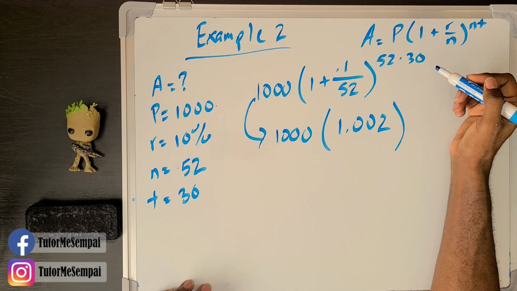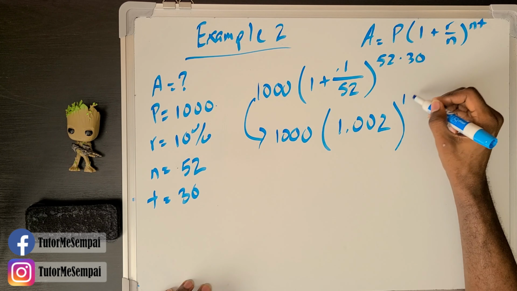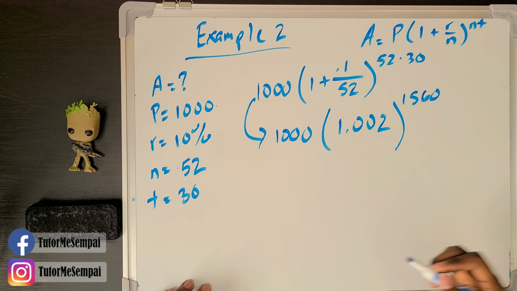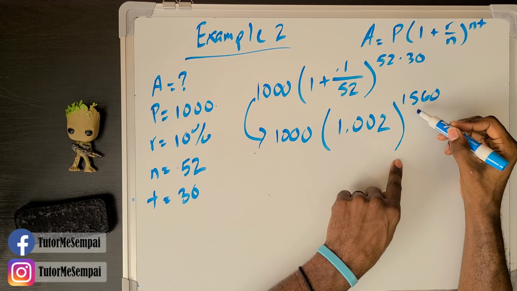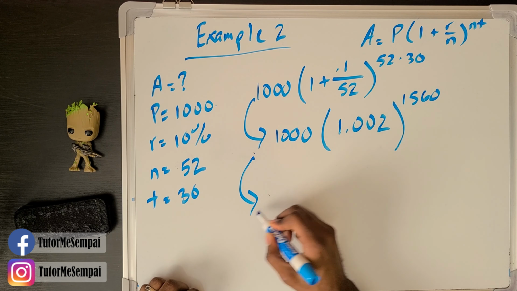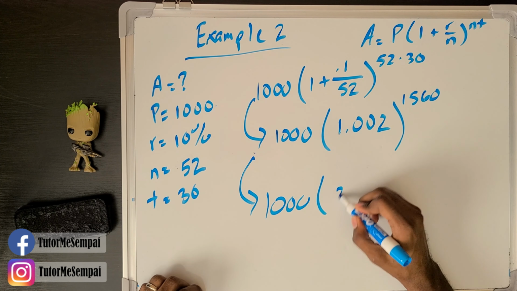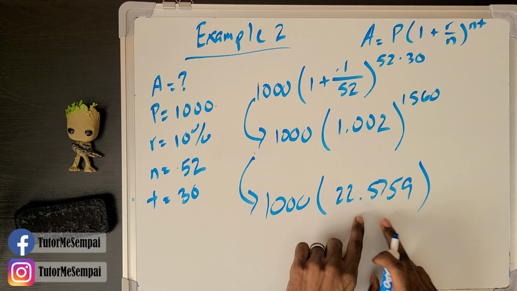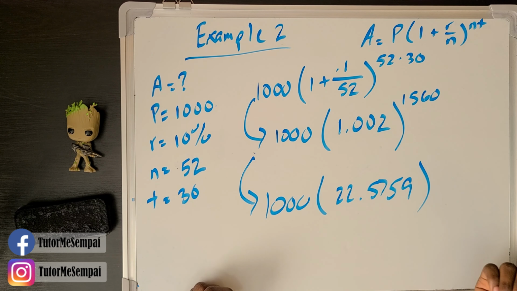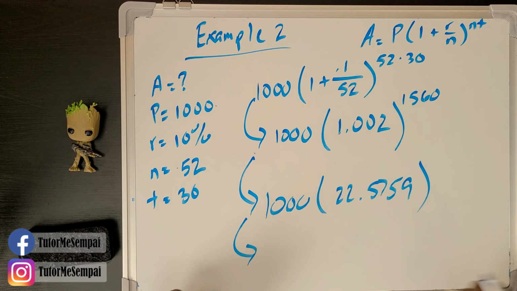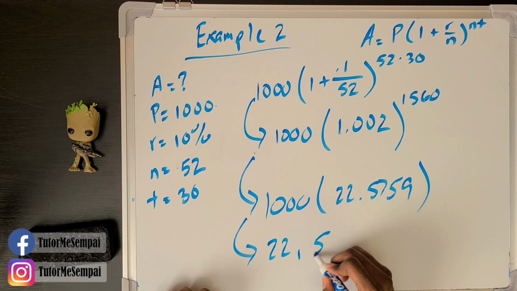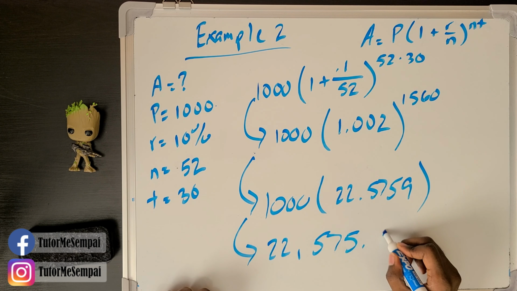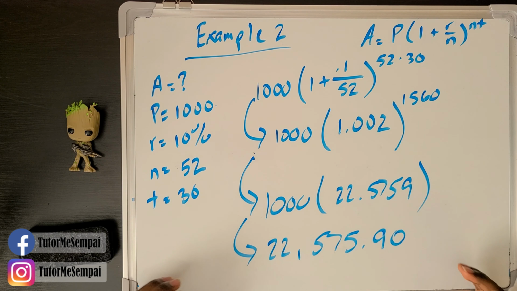Now we still have to figure out what's our exponent. This 52 times 30, what is that? Well, that's going to be 1,560. So when you raise 1.002 to the 1,560th power, you get something like 22.5759. Now you just multiply that by 1,000 and you're going to get a rough estimate. Now we round it here, so it's not exact, but you're going to see roughly $22,575.90. This is a rough estimate, but this is a lot more than that 17,000.